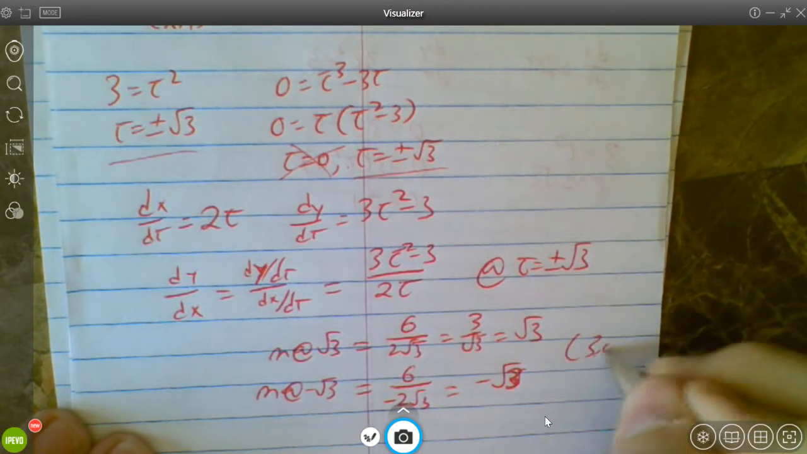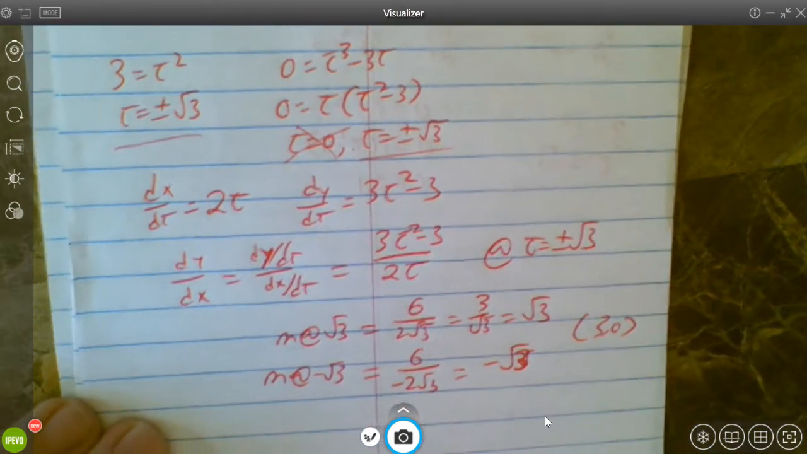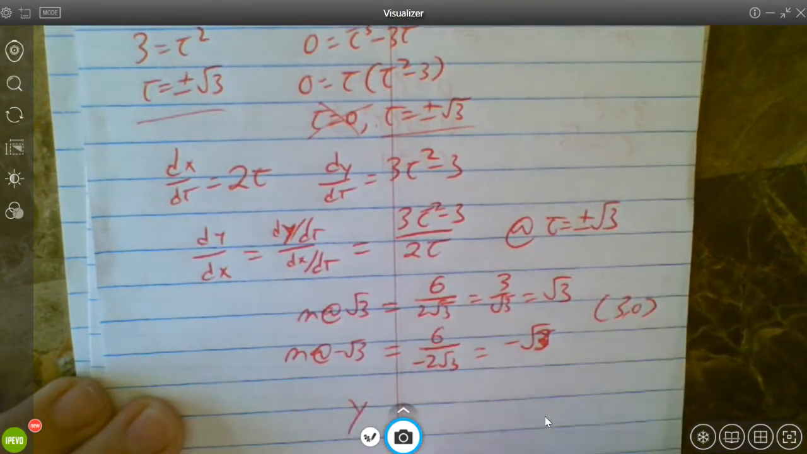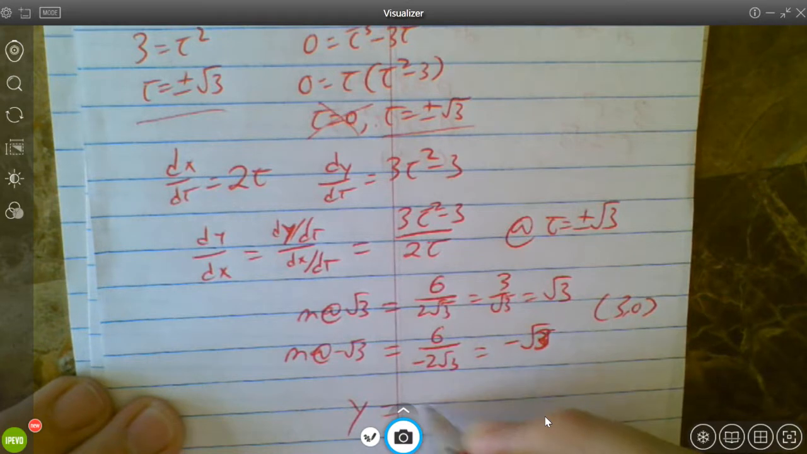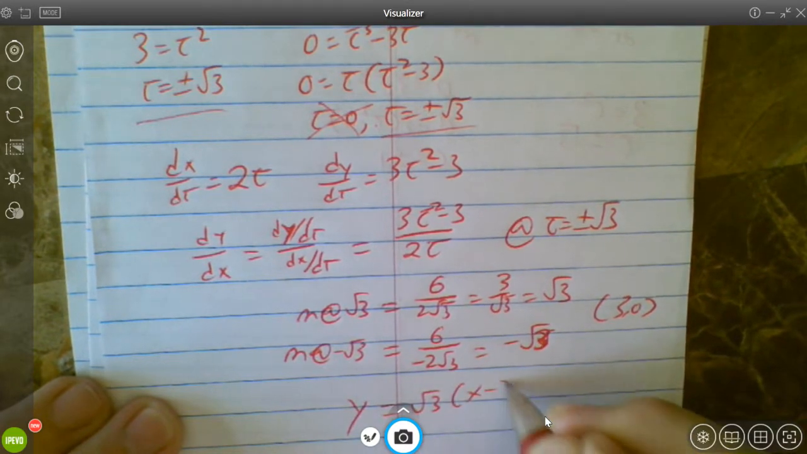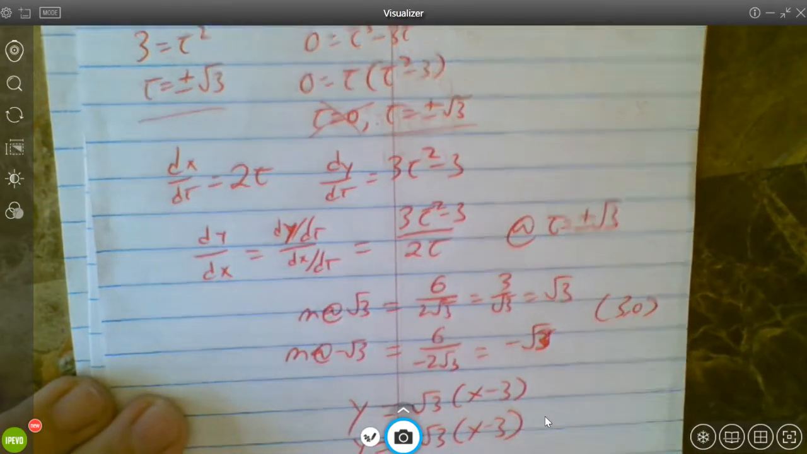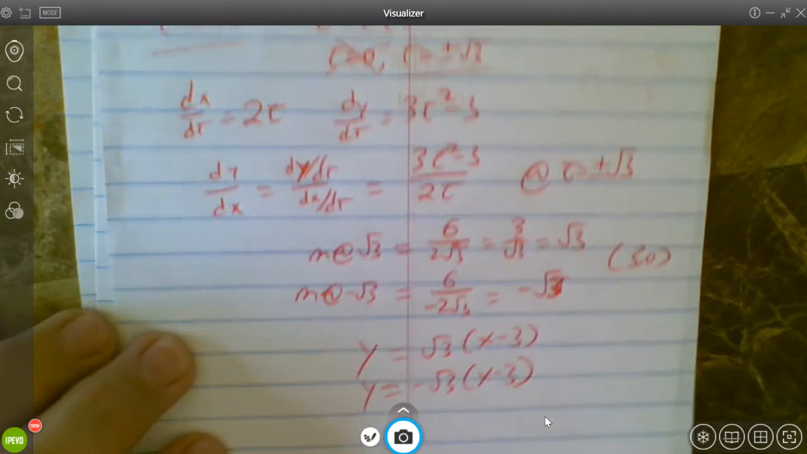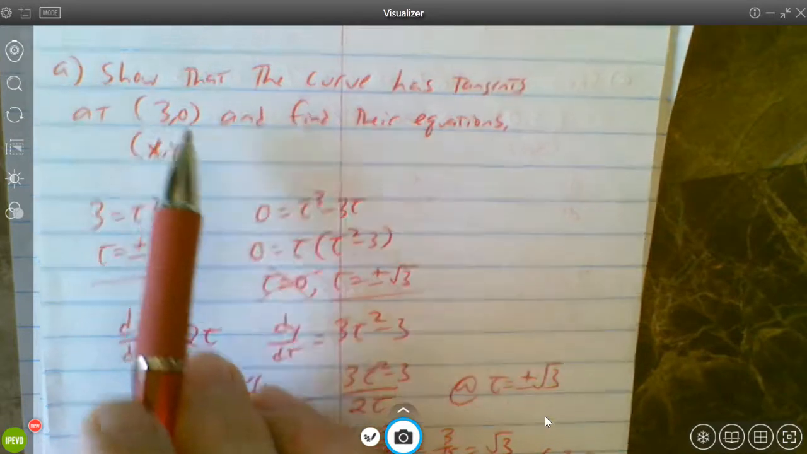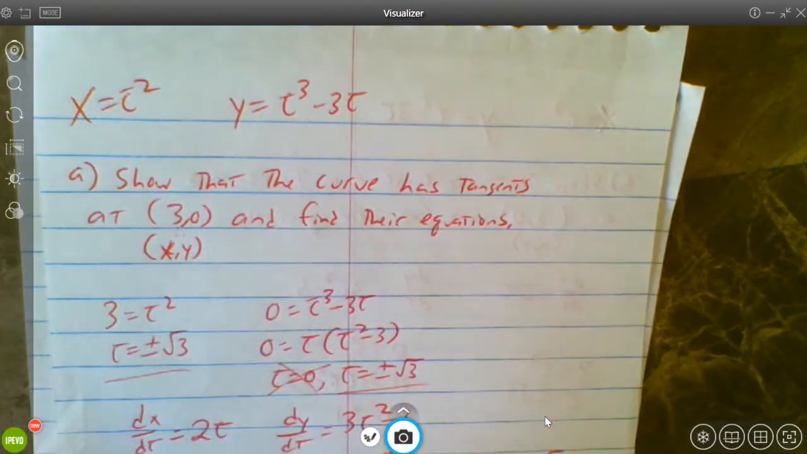Our point, of course, is (3, 0). So to get our tangent lines, we just do it old school. y minus 0 equals square root of 3 times (x minus 3), and y equals negative square root of 3 times (x minus 3). So those are our two tangent lines at the point (3, 0) for this particular curve defined parametrically.